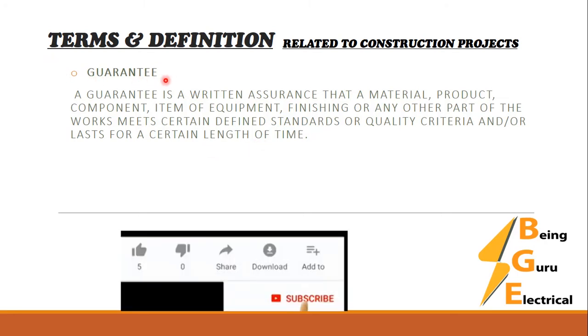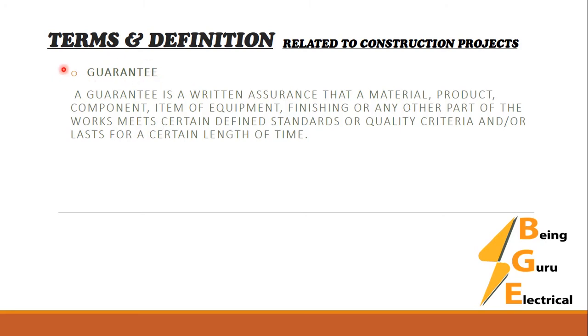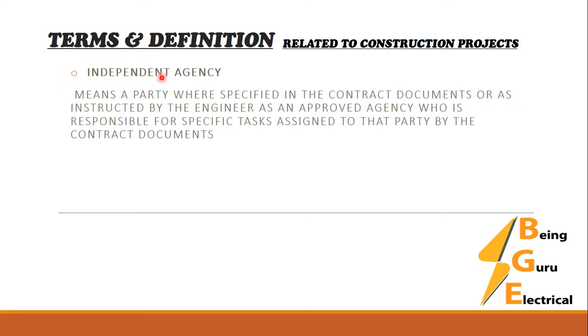In a project documentation, normally the guarantee is mentioned that for this amount of time, like 3 years or 5 years, the quality of the works or the construction is guaranteed for this period of time. So any defect should be corrected by the contractor at his own expense during the guaranteed period. Next we have independent agency.